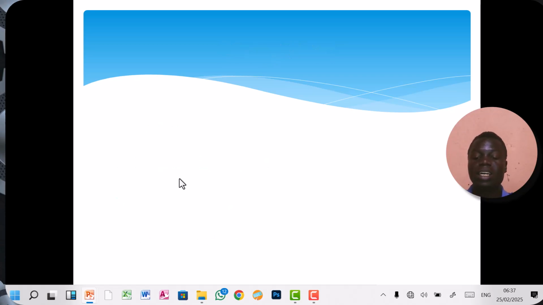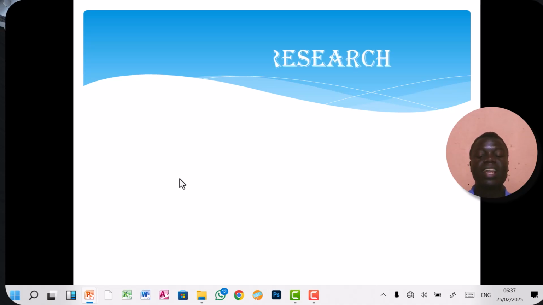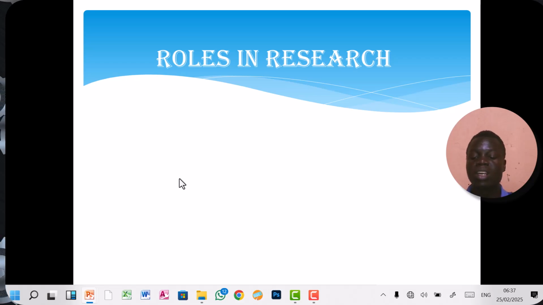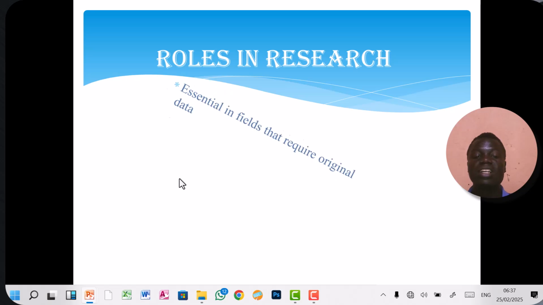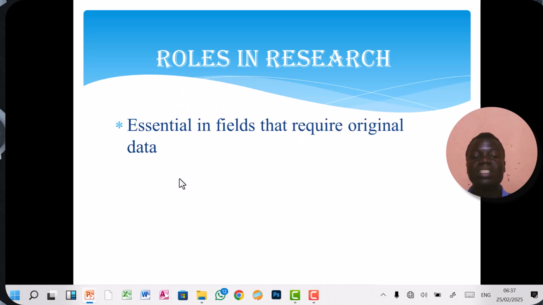And this will take us to how the source of information is reliable in research, the role of this information in research. That's why the primary source of information is essential in fields that require original data or first-hand accounts, and therefore they are invaluable in qualitative research. They are especially used in subjects.